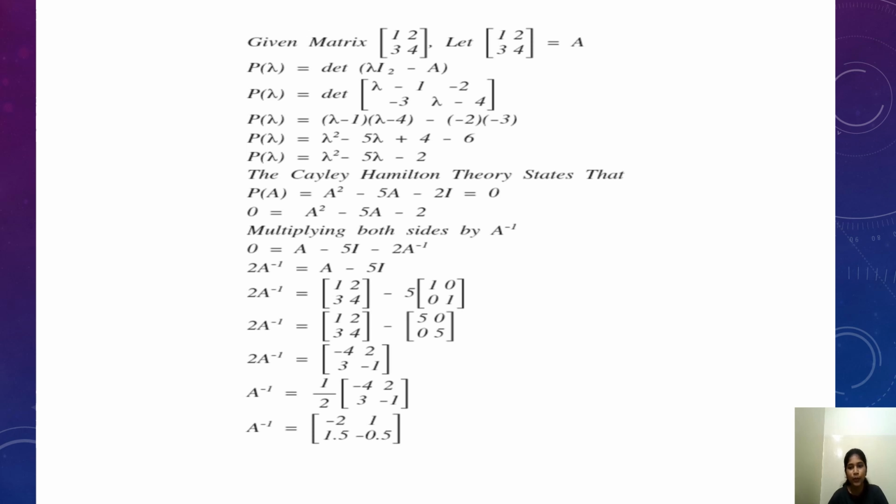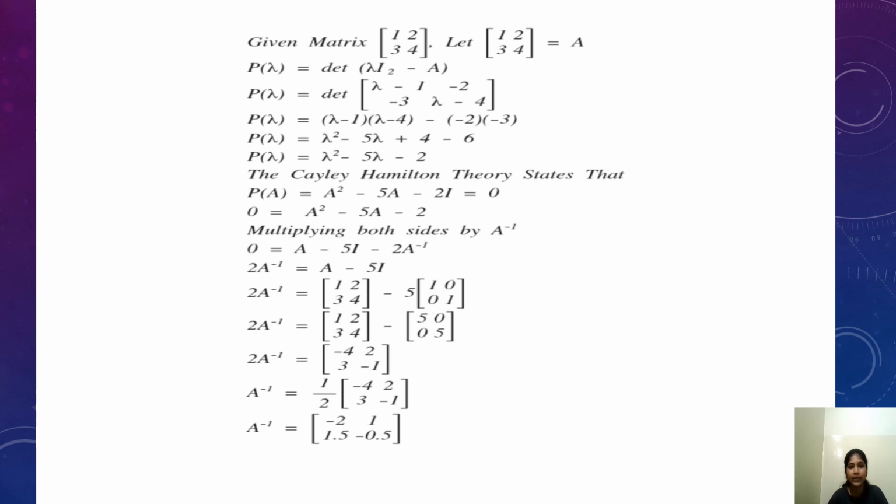Now let me discuss one more problem. Given the matrix 1, 2, 3, 4, let this be A. P of lambda is equal to the determinant of lambda I2 minus A. P of lambda is equal to the determinant of lambda minus 1, minus 2, minus 3, lambda minus 4. P of lambda is equal to (lambda minus 1) into (lambda minus 4) minus (minus 2) into (minus 3). Now, P of lambda is equal to lambda squared minus 5 lambda plus 4 minus 6. So P of lambda is equal to lambda squared minus 5 lambda minus 2.